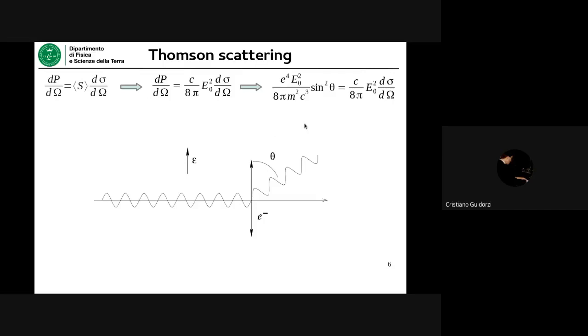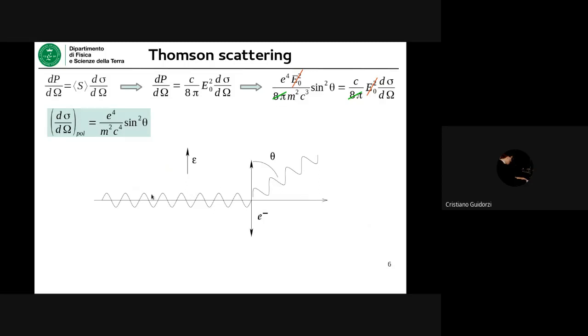In particular, you see that the E0 squared just cancels out on both sides, as well as 8 pi. So in the end, d sigma, the differential cross-section, is just e fourth over m squared c fourth, and then again there's the sine squared dependence on theta. Now, let's have a look at the meaning of this.